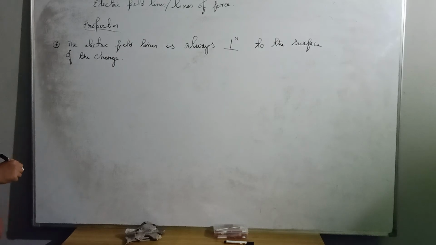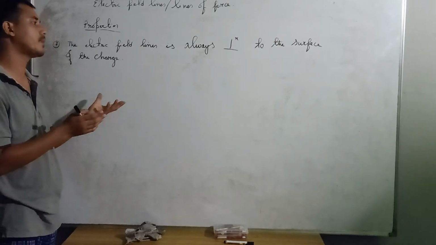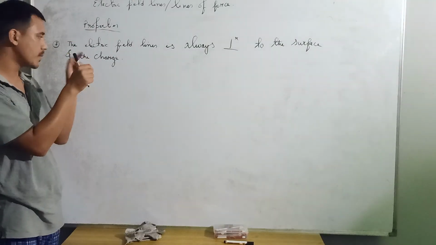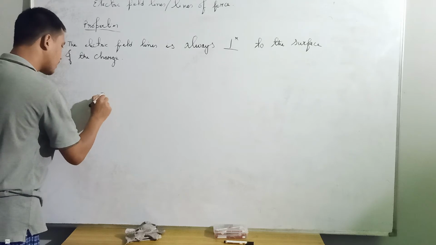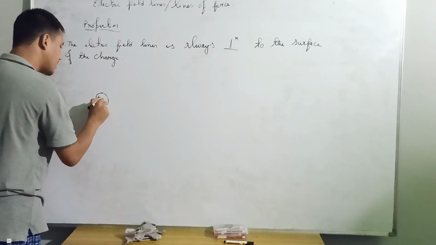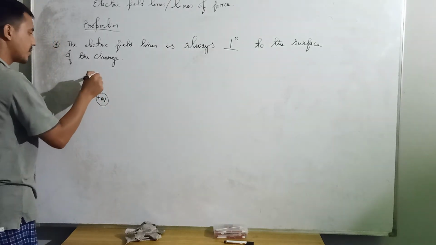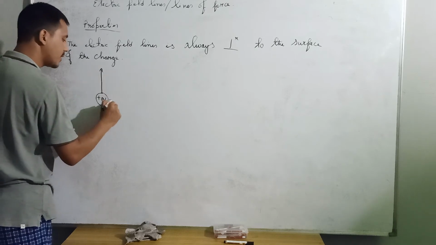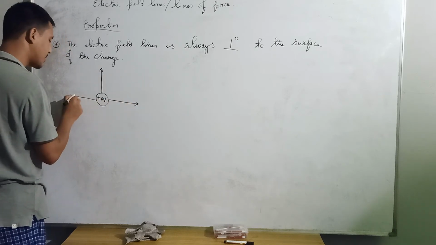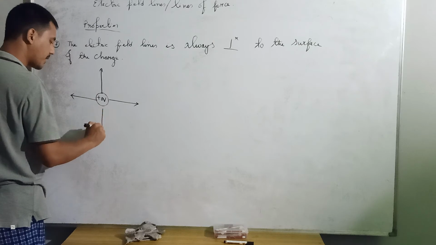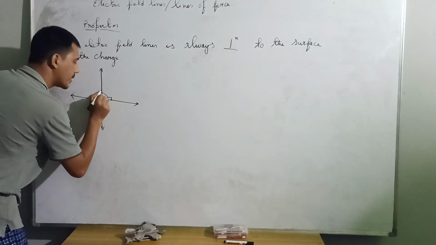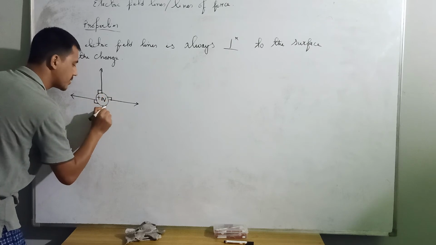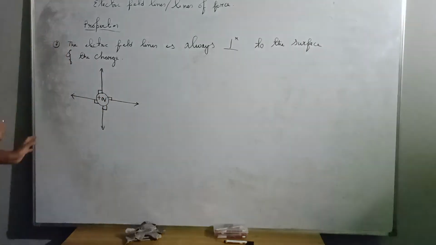Surface of the charge. So those field lines that are being produced by the charge will always be perpendicular to the surface of the charge. So consider that this is a positive charge plus Q. These are your field lines originating from it, generated by this charge, right? Then these field lines will be perpendicular to the surface of the charge. Are you getting that? Is it okay?